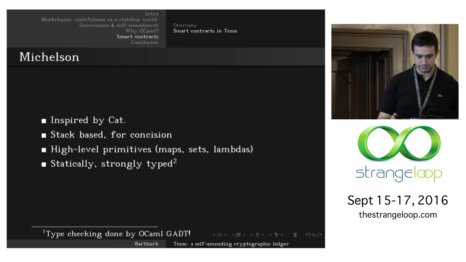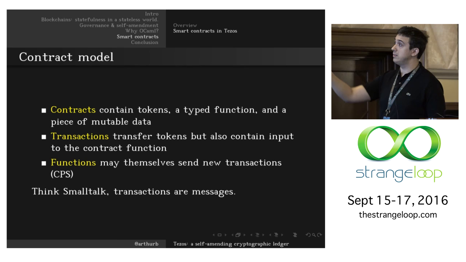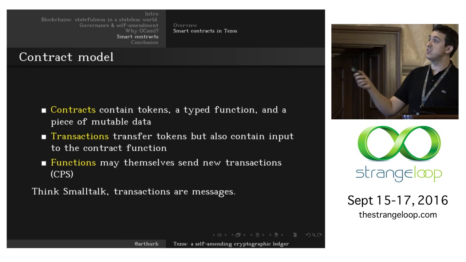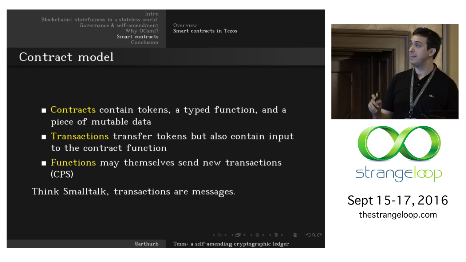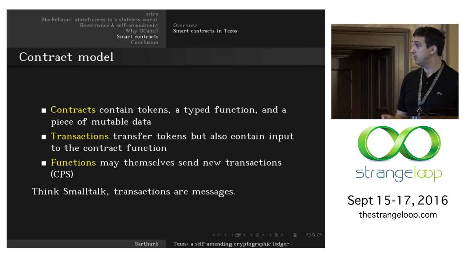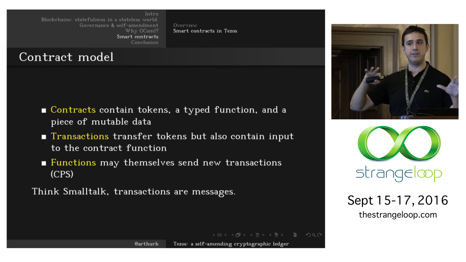So for the contract model itself, this is how we do it. We have a contract, it contains tokens, a type function, and a piece of mutable data. Then we have transactions. Transactions are going to take tokens and transfer them, but they're also going to contain an input to the contract function where you're sending the tokens and the message. And the functions themselves can send new transactions. So think a little bit about Smalltalk, where the transactions are actually messages. You have messages between these different contracts which carry immutable state, and they change the state and they send new messages as a result.